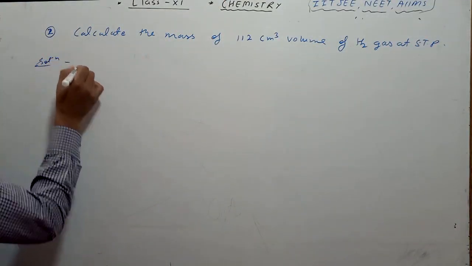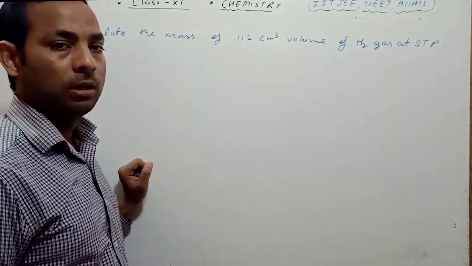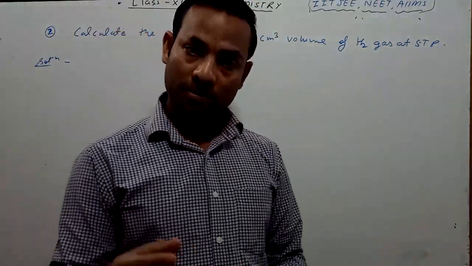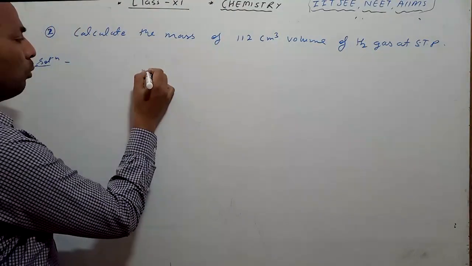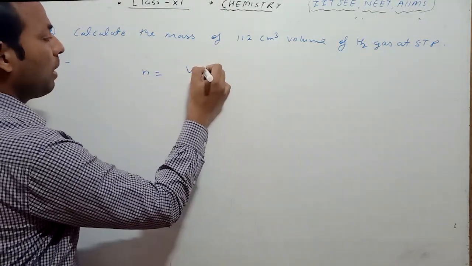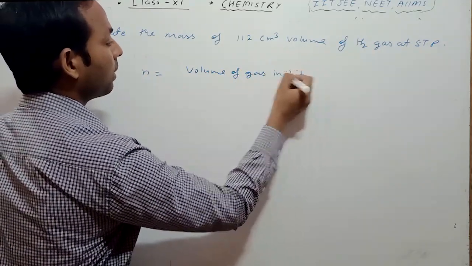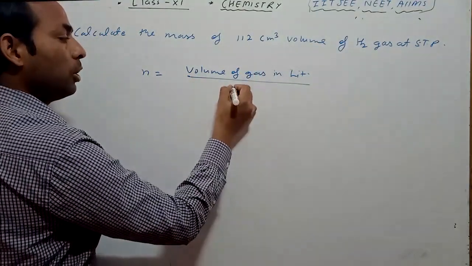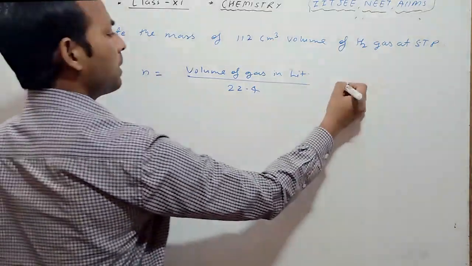So how to calculate? First, we have to find out the number of moles of gas. I know already mole equals mass of the gas upon the molar mass. You know already mole of gas equals volume of gas in liter upon 22.4 liter. This is the formula, equation number 1.